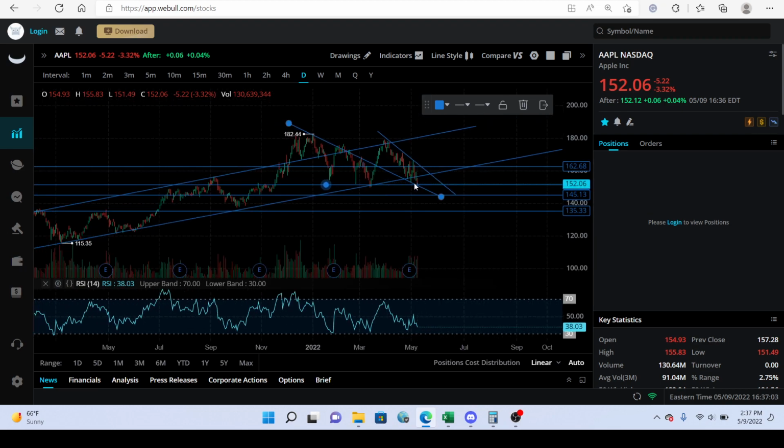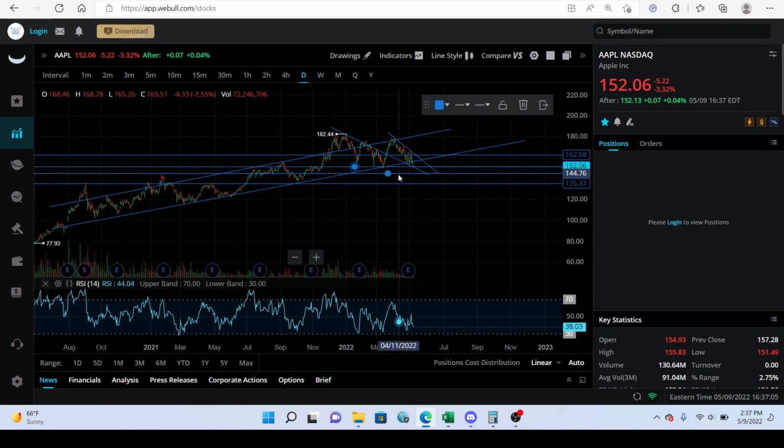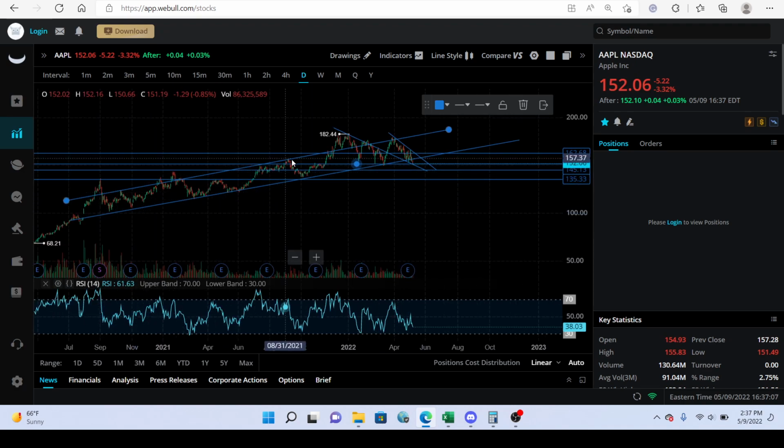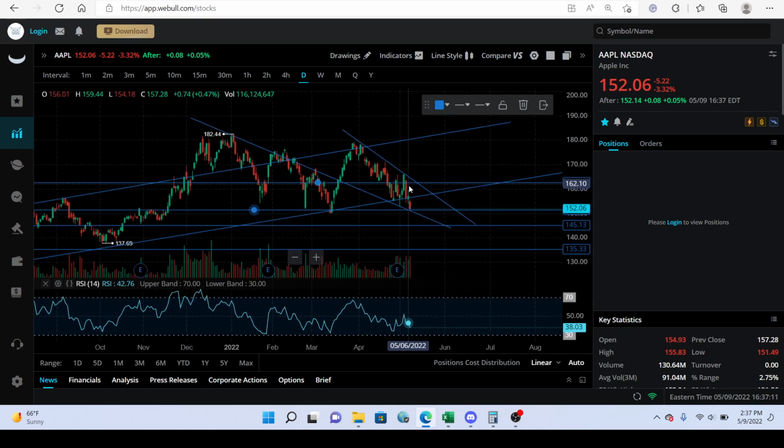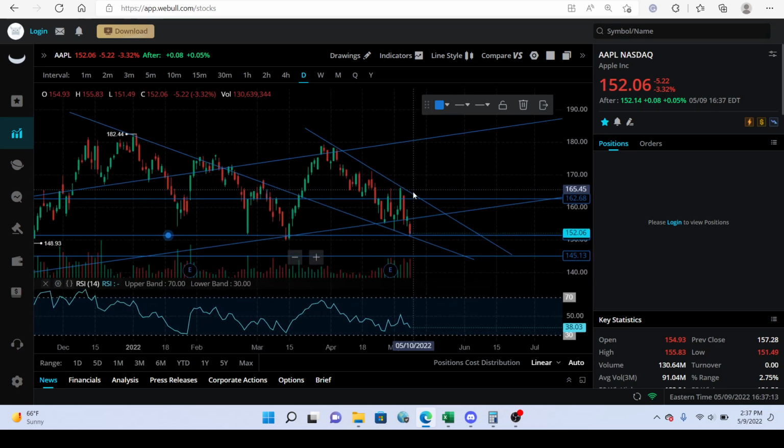So let me zoom out for you guys. Do you guys see this trend channel here? So up, down, up, down, up, down, up, down. Now we're below this trend channel, so it's not a good sign for Apple. And you can see that if we do have a rebound rally, we could reject off this old trend channel.